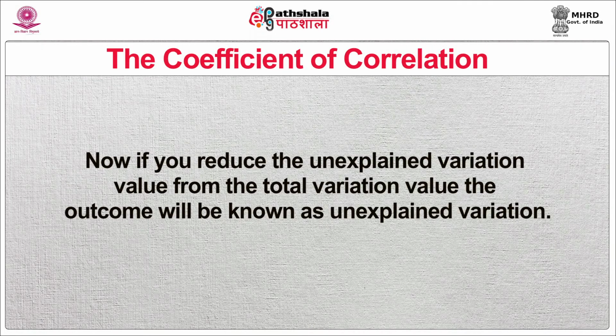The coefficient is based on the following two types of variations. Firstly, the variation of the y values around the fitted regression line is technically known as unexplained variation. Secondly, the variation of y values around their own mean is technically termed as total variation. Now, if you subtract the unexplained variation value from the total variation value, the outcome will be known as explained variation. In other words, the total variation is the sum of explained variation and unexplained variation.